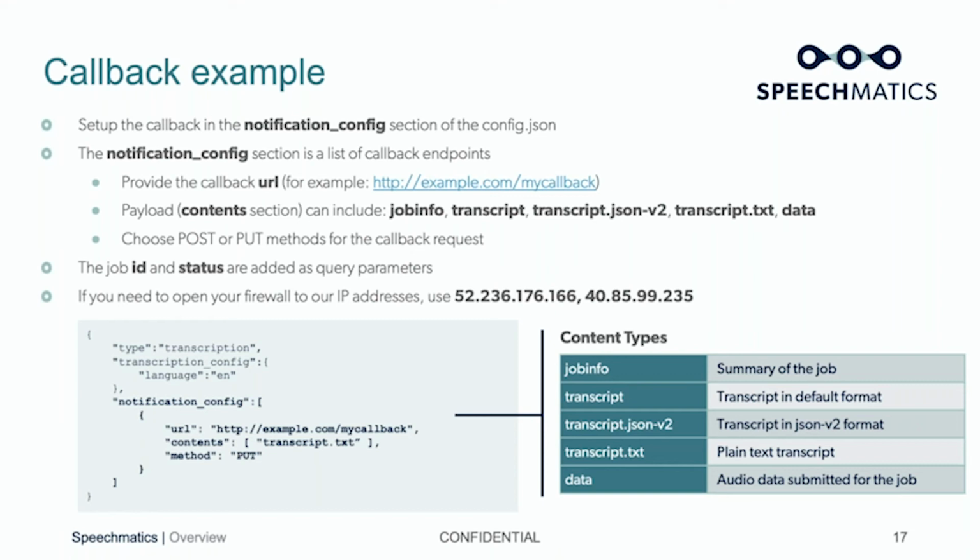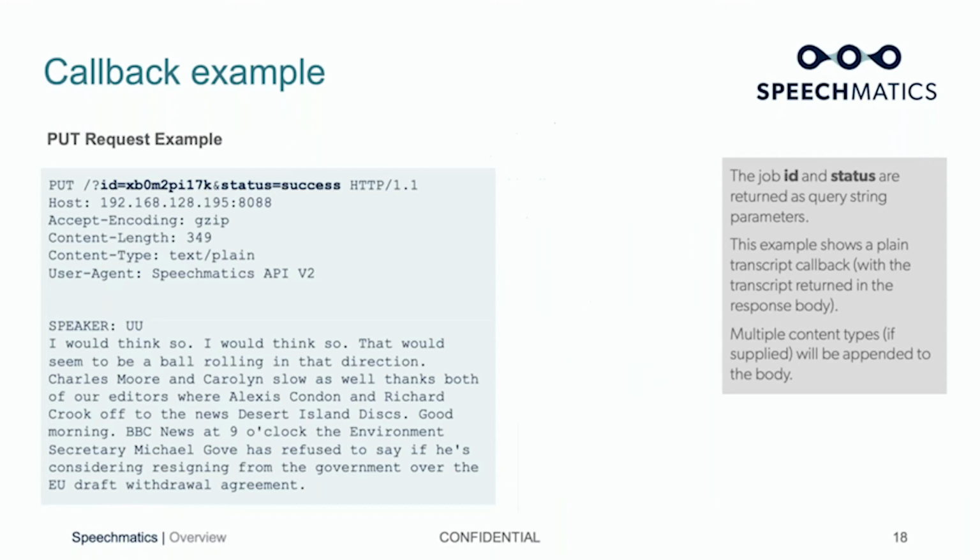So in this example, we're sending a plain text transcript back to this example.com callback service, and it's going to use a PUT method to do that. So let's see what that would look like when it arrives on the callback service. This is what your service would expect to see.